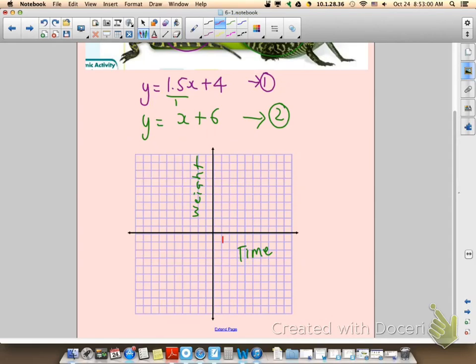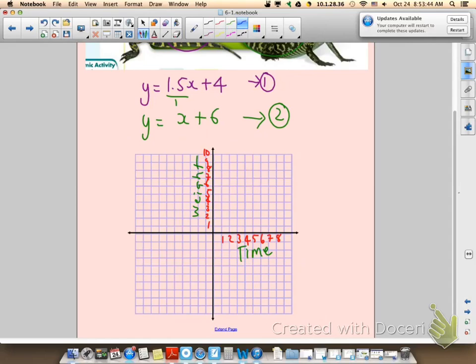So let's do 1, 2, 3, 4, 5, 6, 7, 8, and so on. And now remember, the y-intercept is 6. So how am I going to do that? Each unit is 1, and then you can just do 0.5 in the middle. Okay. 1, 2, 3, 4, 5, 6, 7, 8, 9, 10.